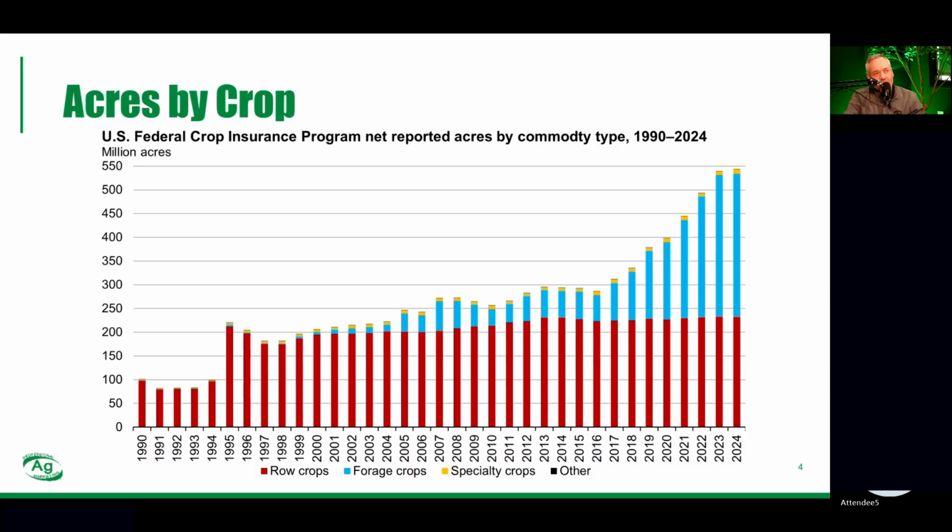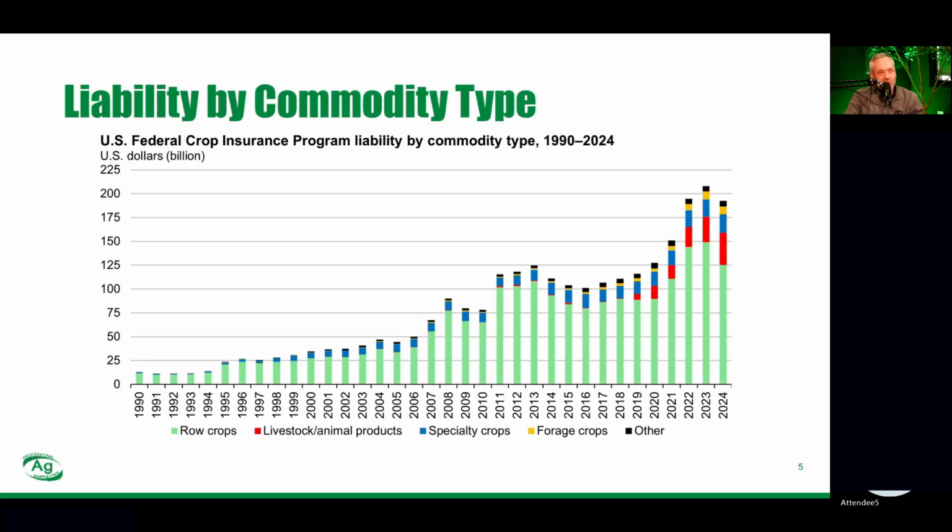So pretty exciting that the program is expanding to include crops beyond our traditional row crops. When we look at the amount of dollars covered for the different types of crops that are insurable, you can see the row crops in that light green color there. They do vary as far as the liability, meaning the amount of dollars covered. They do vary each year, even though on that previous slide we saw the acres stay pretty consistent. Well, of course, that main driver behind the variability in liability is price.